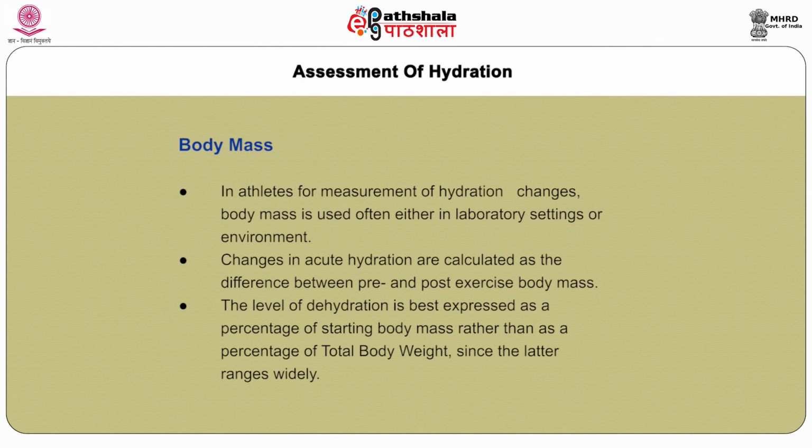In athletes, for measurement of hydration changes, body mass is often used, either in lab settings or in the environment. Changes in acute hydration are calculated as the difference between pre and post exercise body mass. The level of dehydration is best expressed as a percentage of starting body mass rather than the percentage of total body weight, since the latter ranges widely.